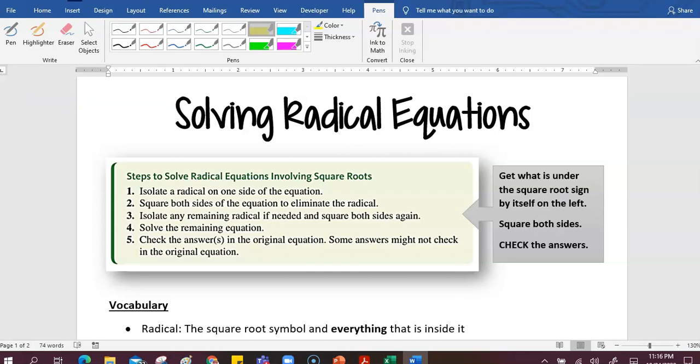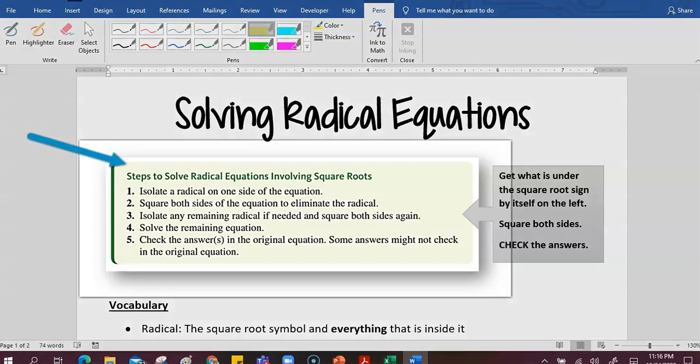These are going to have an equal sign in them. They're also going to have something that is going to be under a radical sign. And let's go. First of all, here's your steps.